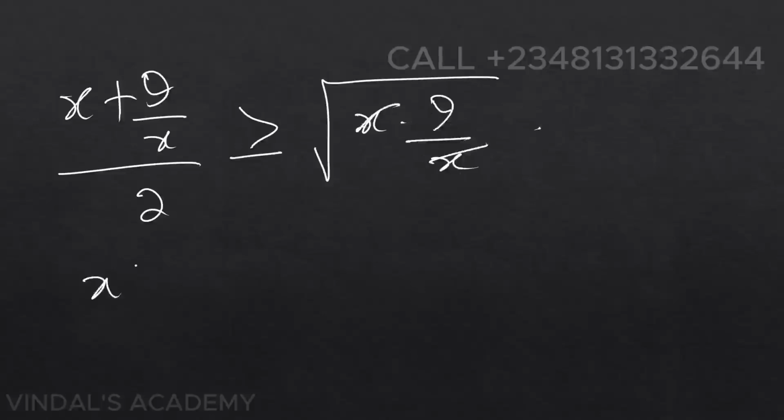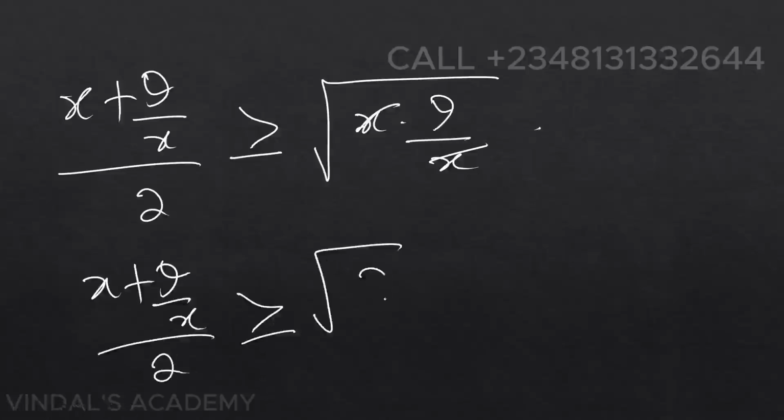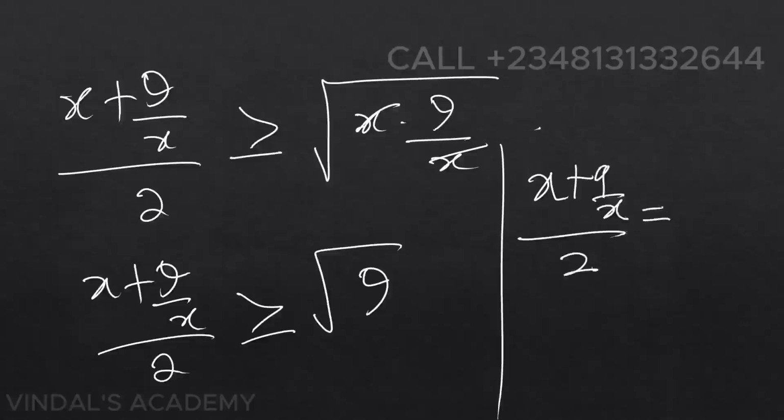So we have x plus 9 all over x, all divided by 2, is greater or equal to the square root of 9. So that's going to be x plus 9 over x all divided by 2 is greater or equal to 3.